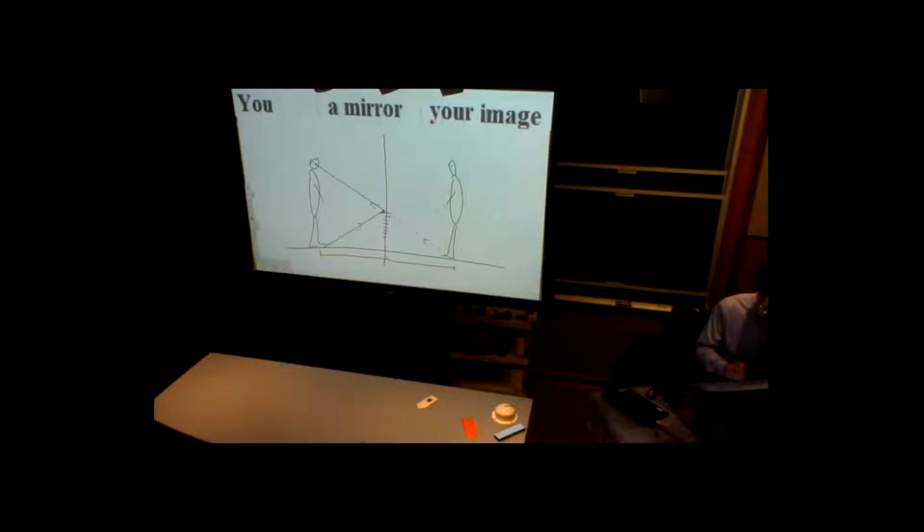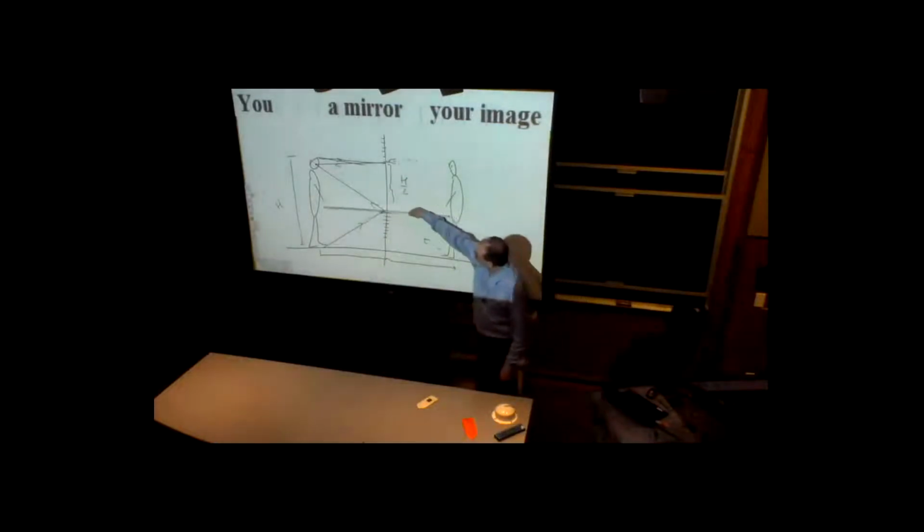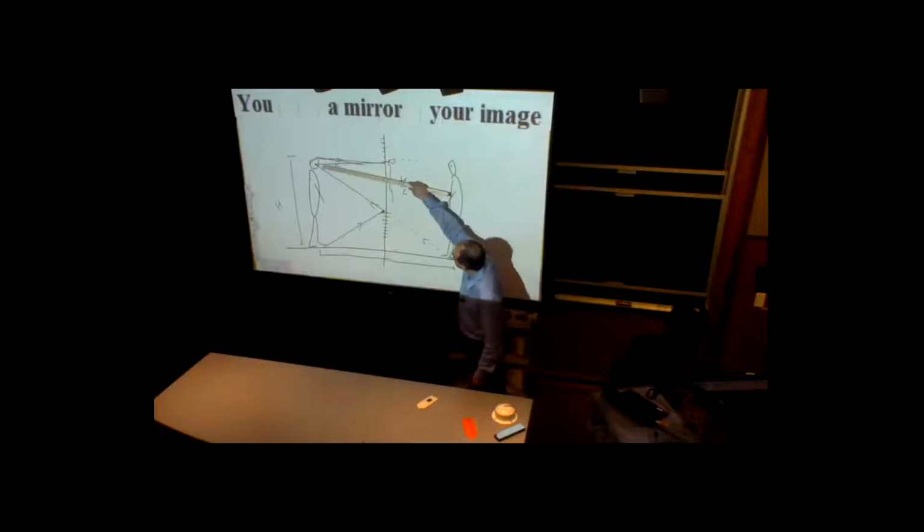Same for the top of your head. The light should go from the top of the head and be reflected to reach your eye. But our brain thinks that the light actually travels like this. So this part of the mirror above this point is not required. And you can see, I hope you can see, if you're h meters or feet high, this should be equal to a half of it, that's it. Well, this is a half of this, that's a half of that.